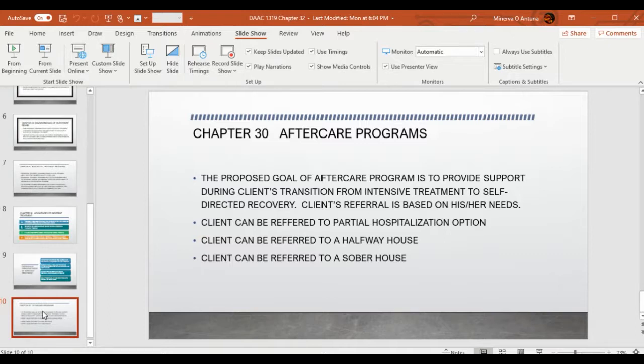Clients can also be referred to a halfway house, or clients can be referred to a sober house. And that concludes this chapter 30, having to do with the various treatment programs.